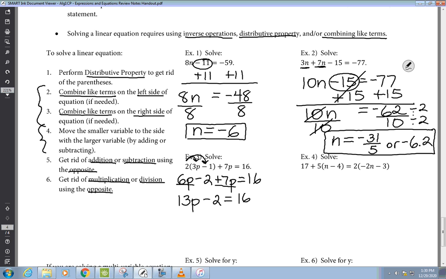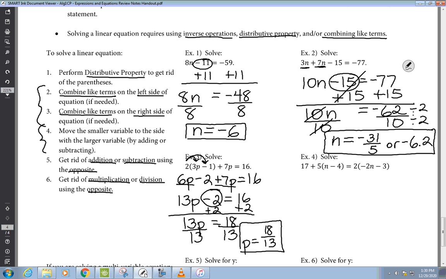Now we have to get rid of minus 2. Add 2 to both sides. 13p equals 18. And then divide both sides by 13. So p equals 18 over 13. As I mentioned, if you're going to get a big, long, ridiculous decimal, don't put the decimal.